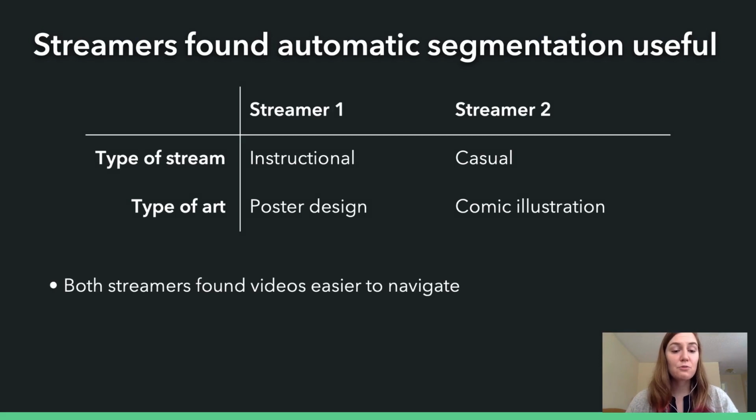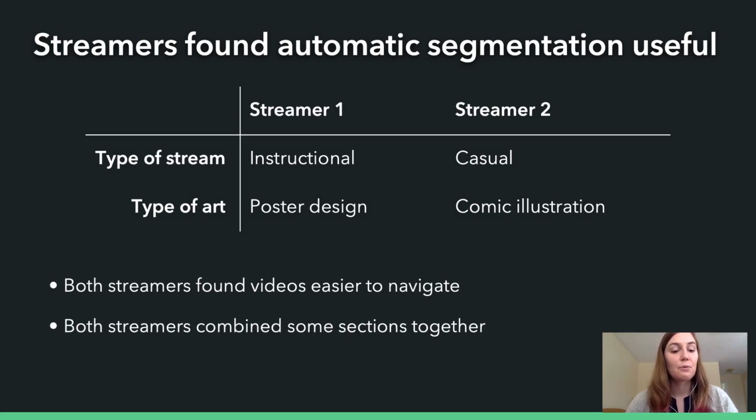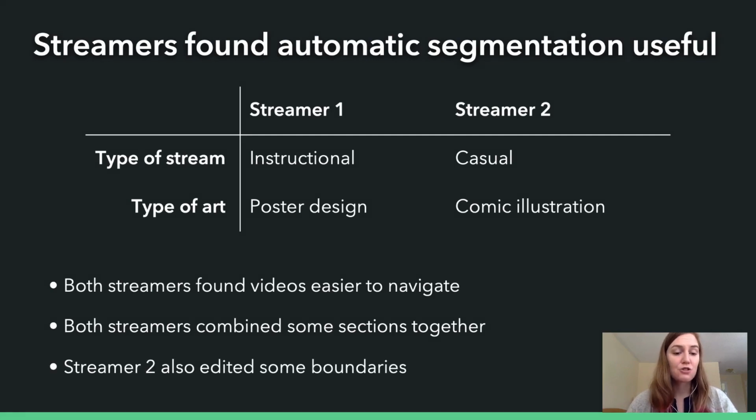We found that both streamers thought the segmentation made their videos easier to navigate. When editing, both streamers ended up combining some of the generated sections together, resulting in fewer sections overall. While streamer 1 stopped at that, streamer 2 also made some edits to the boundaries of the sections. This was because the segmentations for his stream seemed a bit less effective overall, perhaps because his streaming style was more casual compared with streamer 1, who followed a more step-by-step process and talked more about what he was doing.